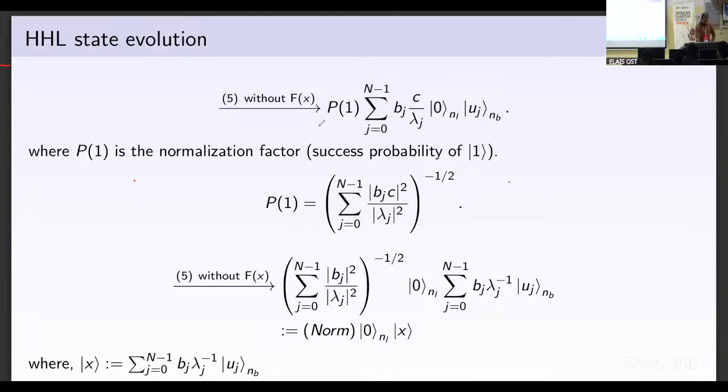So P1 here is the success probability of finding 1 when we measure it, because when we measure it classically, we can get either 1 or 0 with different probabilities. This is the expression of probability. We get the norm, and this is the final x that we have.